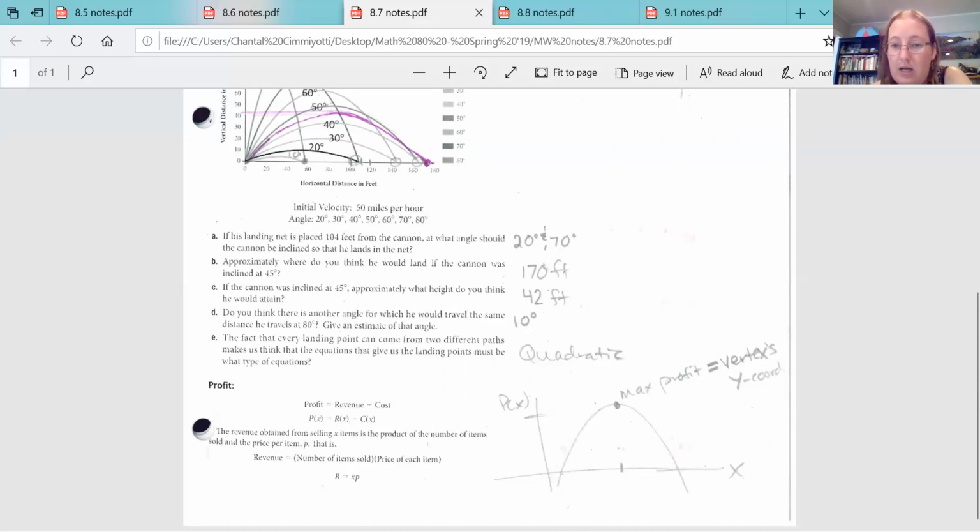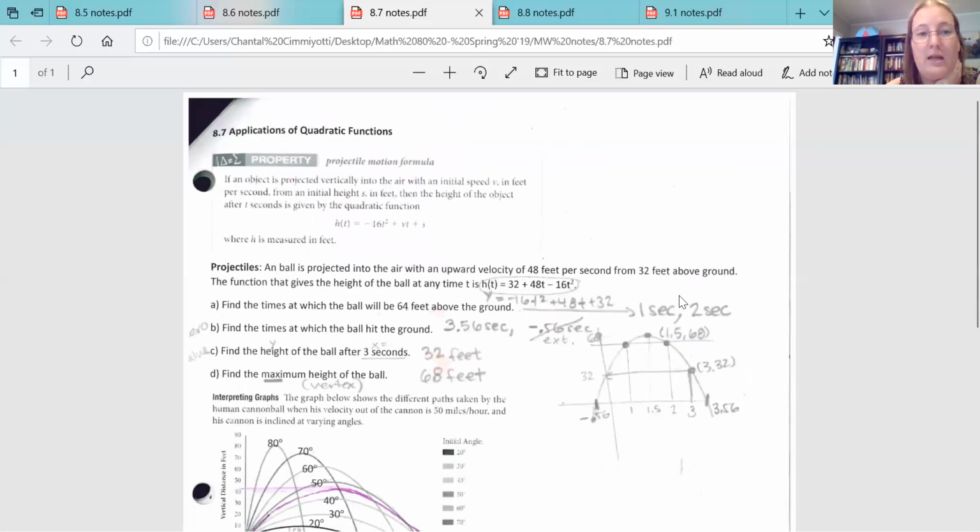But I believe the question has more to do with recognizing that if they want the max profit, if P of X is here, the max is at the vertex. And the profit is the Y coordinate then. It's how many items would get you what maximum profit. The profit is the Y. The X is the number of items that produce that profit. So I hope that helps a little bit with 8.7.